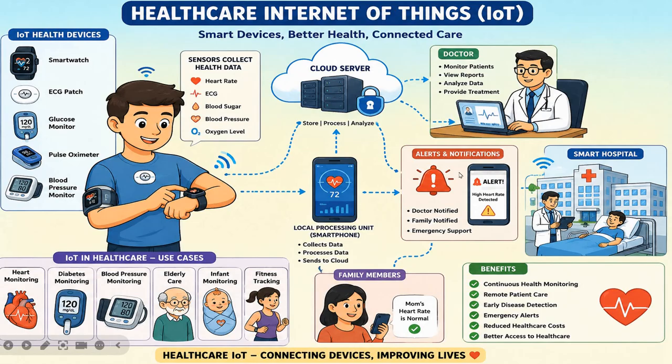Here you can see the alerts and notification section also. That is, when abnormal health conditions such as abnormal heart rate or low oxygen levels are detected, automatic alerts are generated. And these alerts can be sent to doctors, hospitals, caregivers, and family members, ensuring quick medical attention during emergencies.